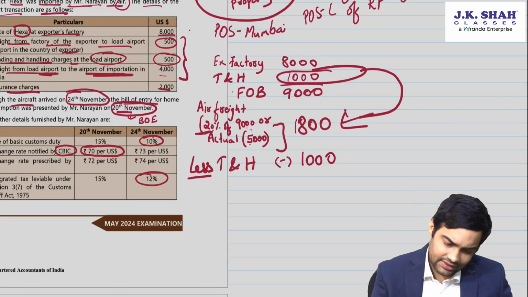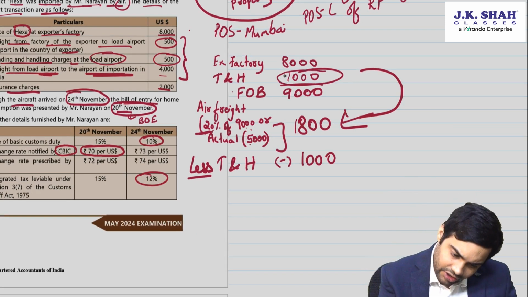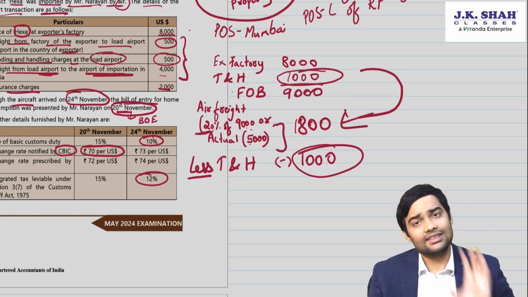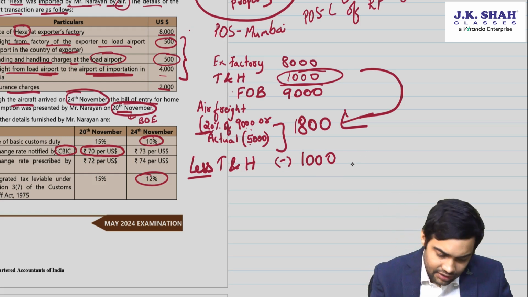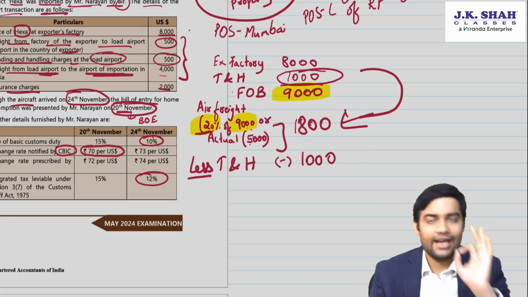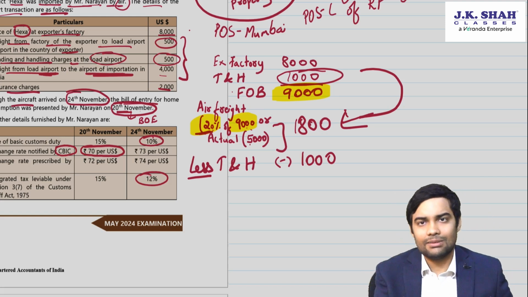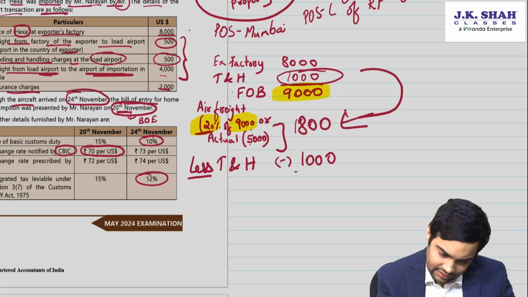So we'll have to do this subtraction. Sir, can we not consider this and not consider this? That is also fine, but do this 20% on 9,000 and not on 8,000. Just be careful about that. So if you add and then subtract, you will again get the correct answer.